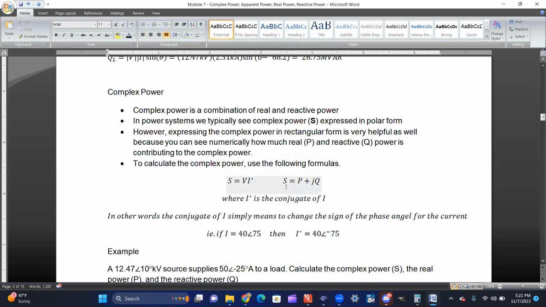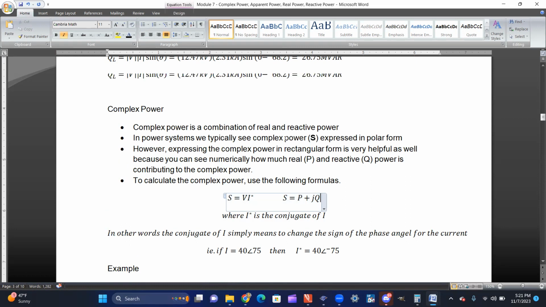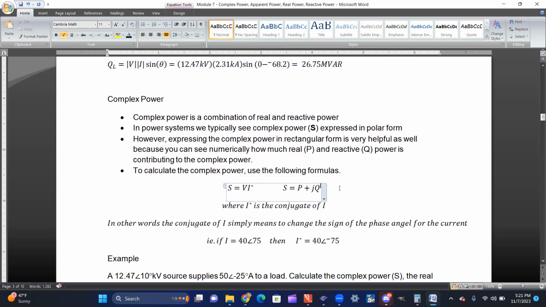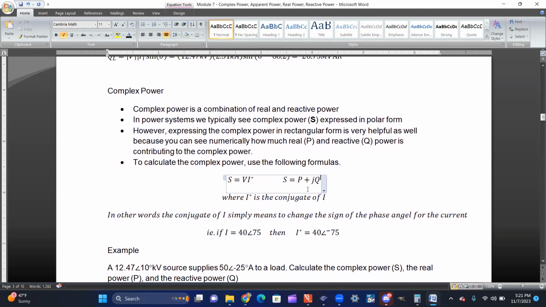All right. And so likewise, S equals P plus jQ. So that's your real or average power plus your reactive power. So when you combine these two together, P and Q, you get your complex power. And so this is in rectangular form, and you can convert it to polar and vice versa.